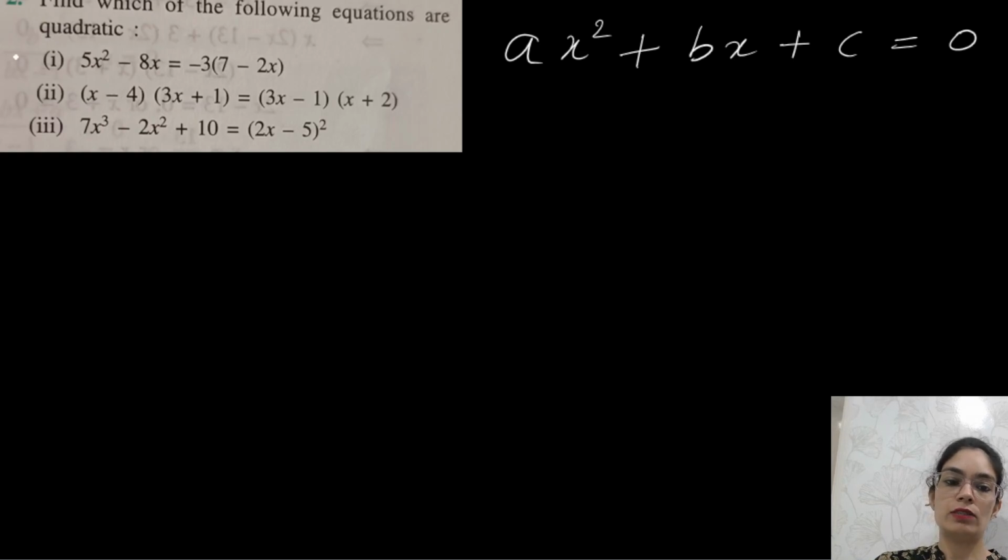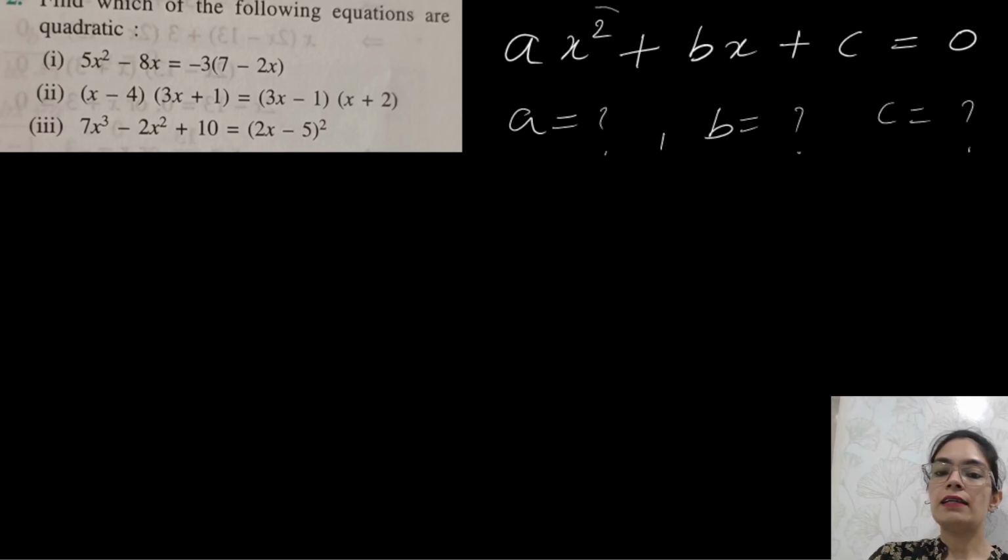So any equation from the given three equations, if it matches with this one, what does it mean? It means you are able to find the value of a, b and c. And the second thing is that the highest degree of the variable, directly you can also see the highest degree of the variable is 2. So that means that particular equation is a quadratic equation. That way also you can do.